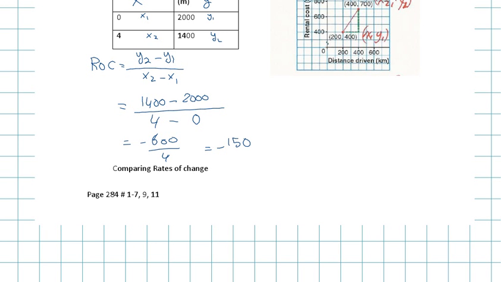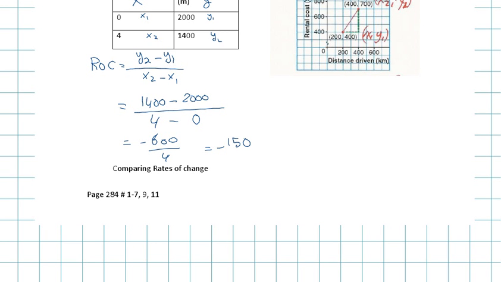So if you've taken the grade 10 course, when we talk about slope, we never use units, right? Slope is just y2 minus y1 over x2 minus x1. We don't mention units. When we're talking about rate of change, we have to include units. That's the difference between rate of change and slope, is that rate of change has a unit.